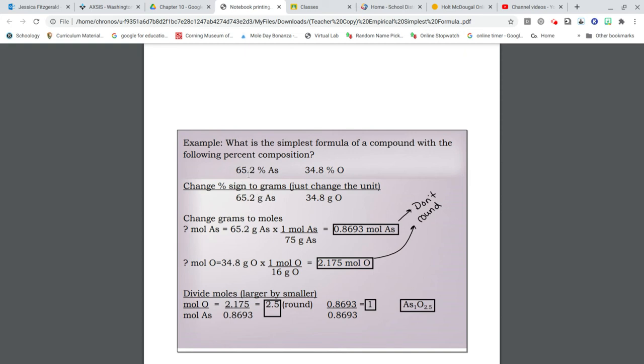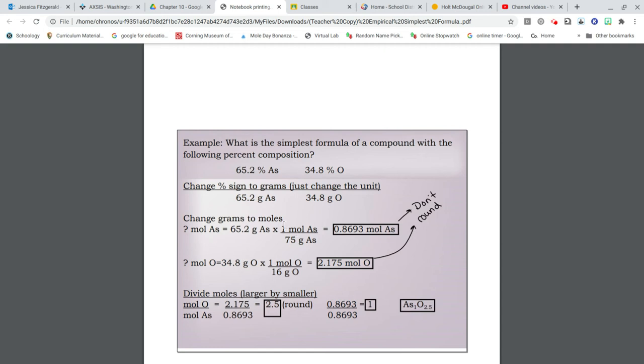So instead of 65.2% arsenic, it's 65.2 grams of arsenic. For oxygen, 34.8% oxygen, it's 34.8 grams of oxygen. Your second step was mass to mole. So that's that one step stoichiometry problem where we're going to convert each one of these masses over to moles using your periodic table. So if we want grams to cancel, you'll put grams in the bottom of each one of your problem and moles will go in the top.